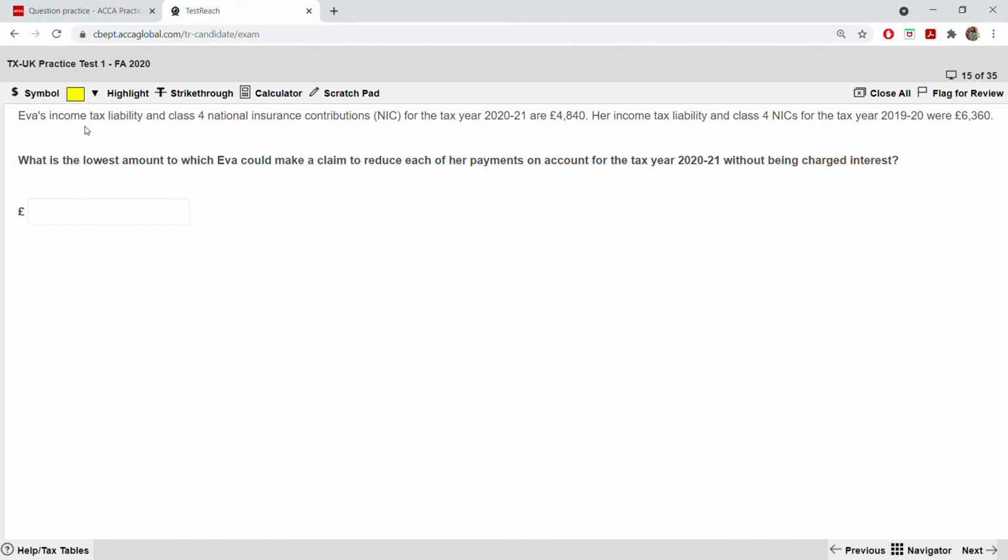Eva's income tax liability and Class 4 NIC for the tax year was this much. What is the lowest amount to which Eva could make a claim to reduce each of her payments on account for the tax year without being charged interest? Payment on account, okay? For 2020-21.